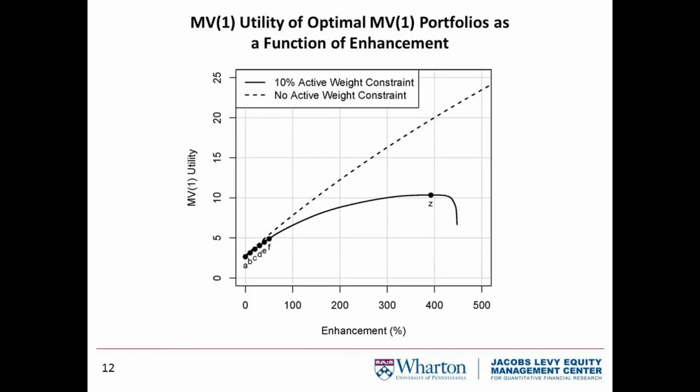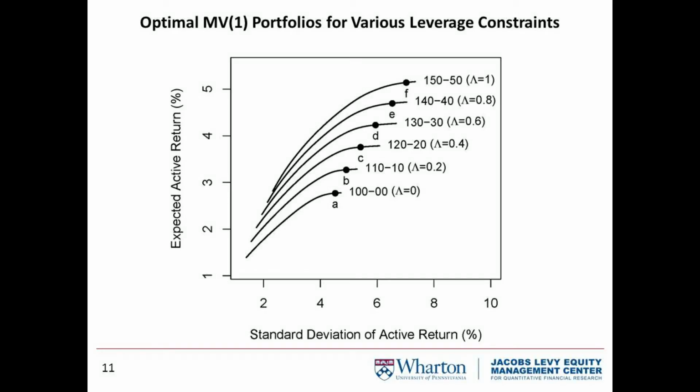So an interesting question is why, if you can buy as much as you want of the best securities and short as much as you want of the worst securities, why doesn't that keep going up forever? And the answer is actually back on the prior slide, where you'll recall that as you take on more and more leverage, your expected return is going higher and higher, but also your volatility is going higher and higher. And while you like more return, you dislike volatility. And eventually that volatility term dominates and utility turns down.